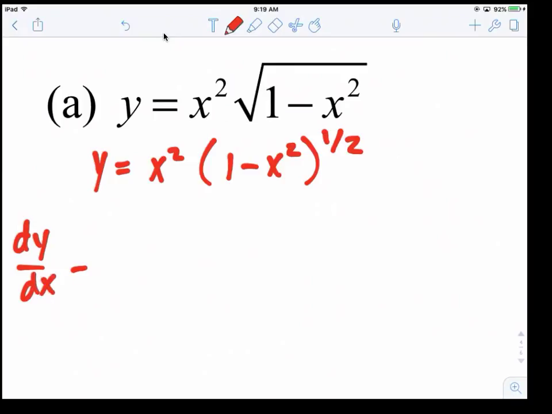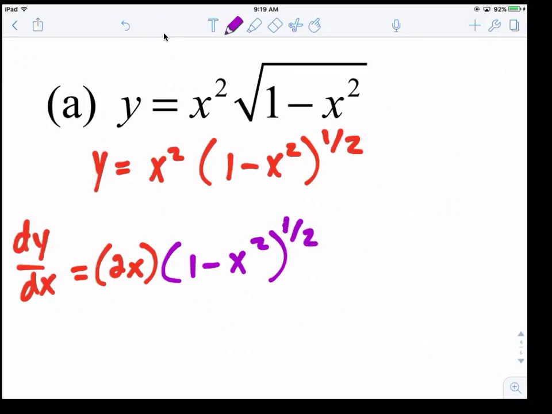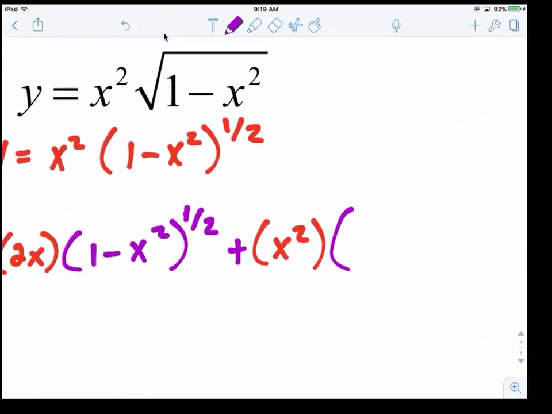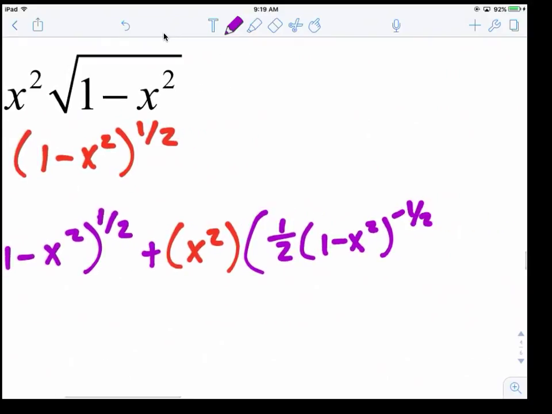So I have dy over dx is equal to derivative of the first times the second. So I have 1 minus x squared to the 1/2 plus now x squared times the derivative of the second, which would be what? 1/2 1 minus x squared to the negative 1/2 times what? Negative 2x. Right.